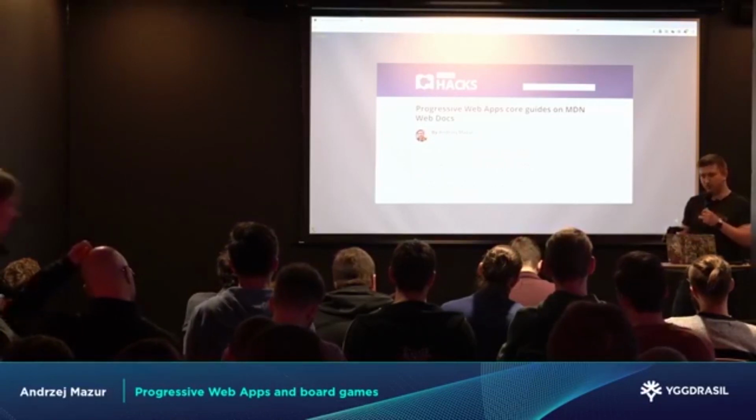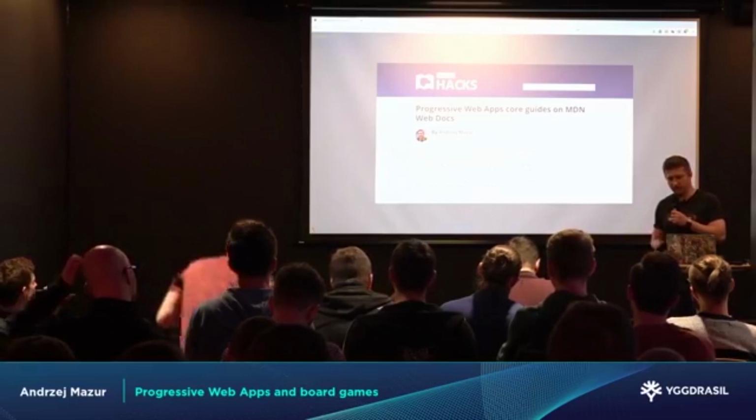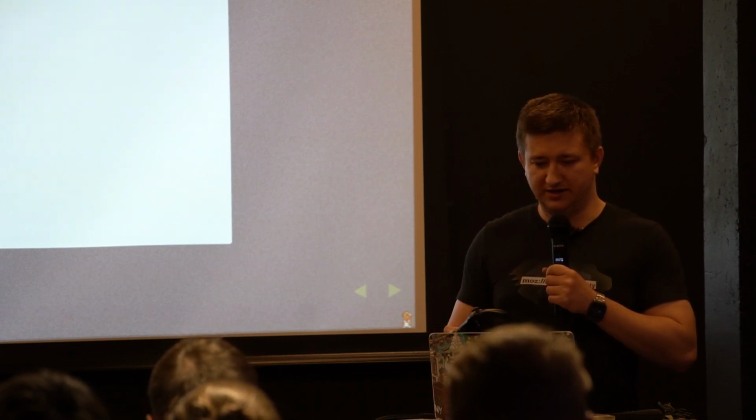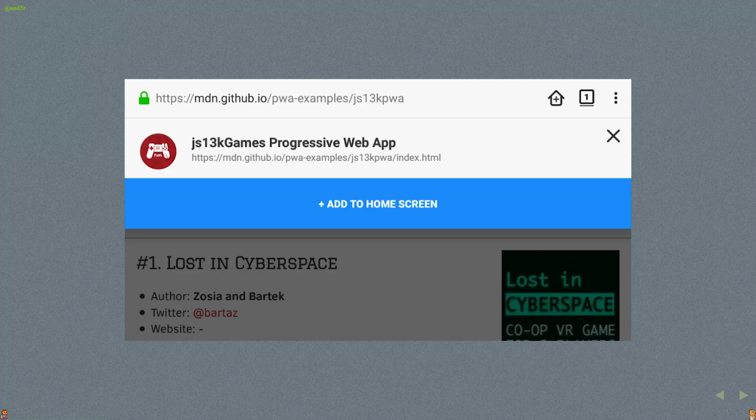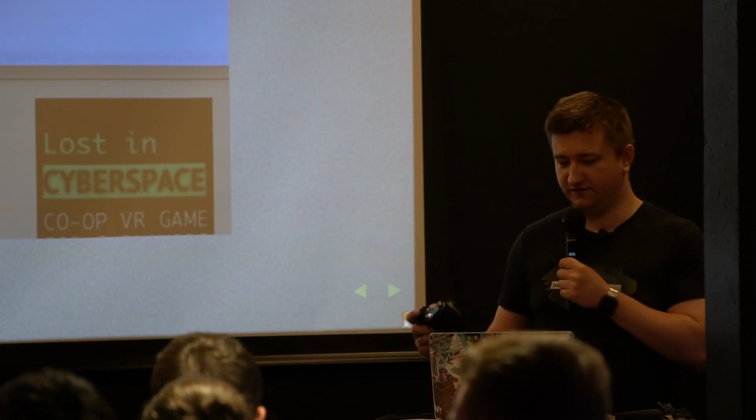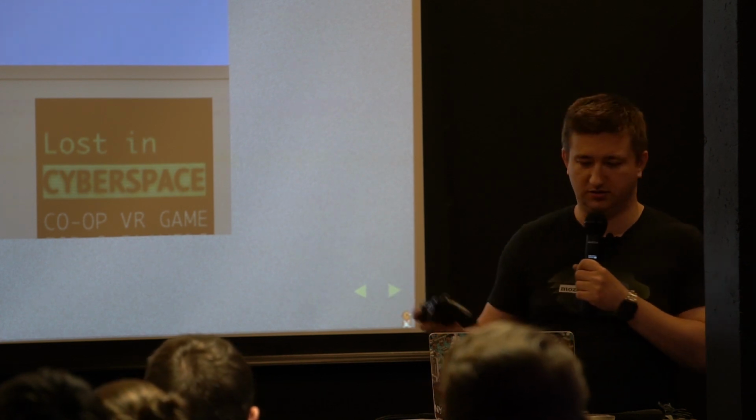So the story started with me writing a tutorial for the MDN about progressive web apps. And this tutorial was supposed to be about PWAs in particular, but as a game developer, I had to use a game as an example. So I've built something called JS13K PWA, which is what it sounds. It lists some games from the competition, and it is a progressive web app on itself. What it is exactly, I will tell you on the next slides.